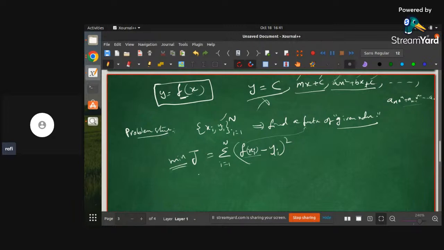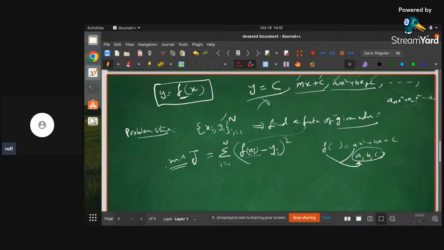If the error is 0, that is fine. If it is minimum also, we will try to estimate the function that gives minimum error. So how to find this f? Because f has a formulation given by the order, for example, ax square plus bx plus c. So you need to find a, b, c; the unknowns here are a, b, c. So this ABC represents this f.